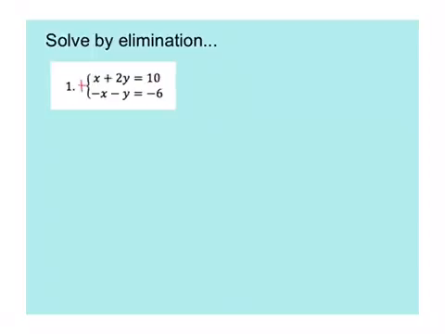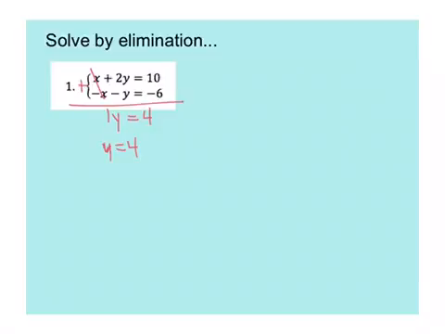Well, if I'm adding these, I end up having my x and my x's cancel out. I have an x plus a negative x, so those cancel. I have a 2y plus a negative y, so I get a 1y. And a 10 plus a negative 6 gives me a 4. So in this situation, I already know that y equals 4. I don't have to continue going forward and solving it all.